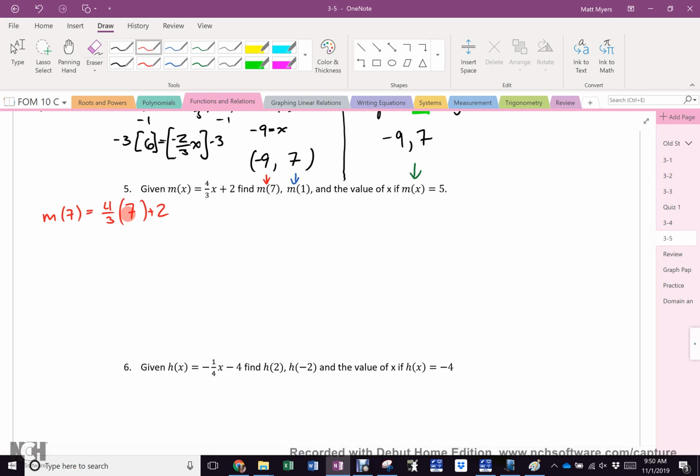Excellent. Now, ladies and gentlemen, do you see this next unit that says graphing linear relations? And do you see this next unit that says writing equations? And do you see this next unit that says systems? All of those units require you to understand this concept. When x changes to a 7, every x changes to a 7.